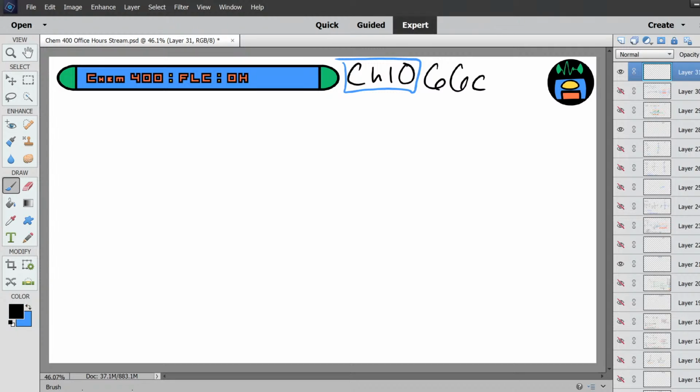Moving to part C. We have the skeletal structure. Okay, so we have C2H6. All right, now let's draw our Lewis structure here.